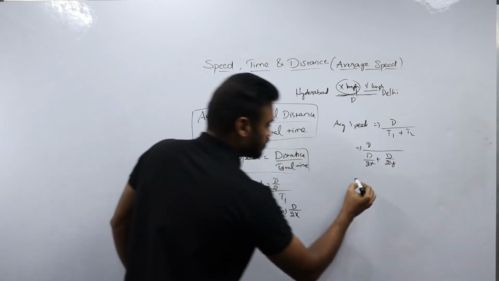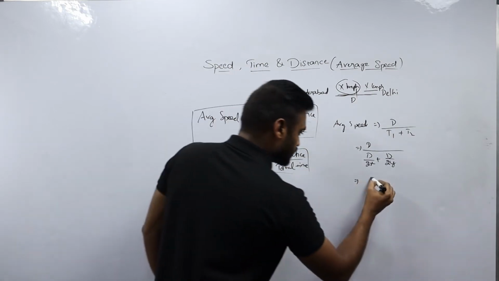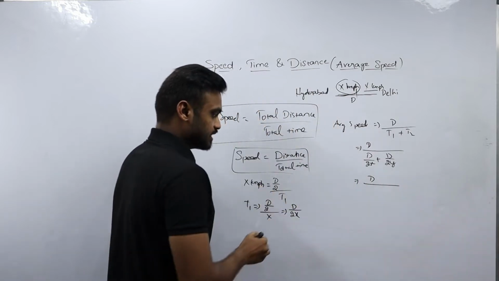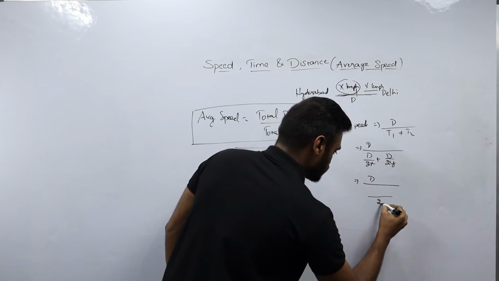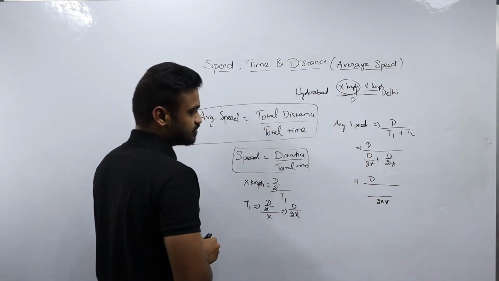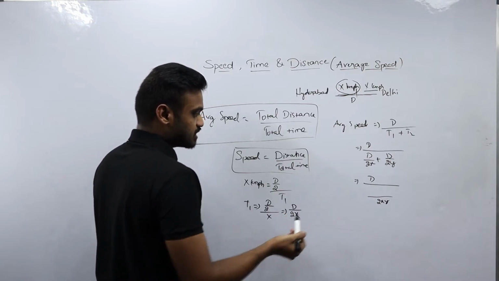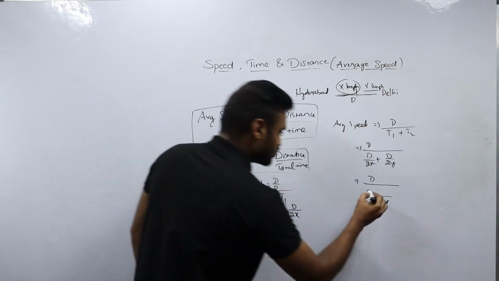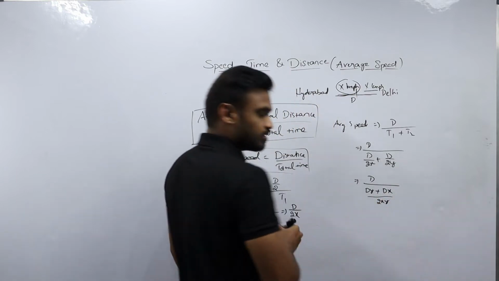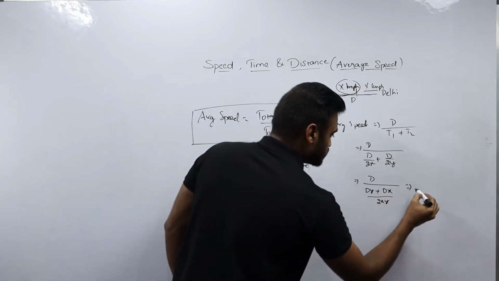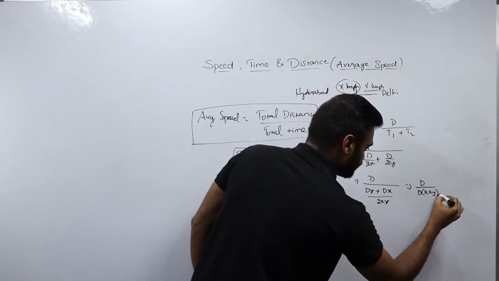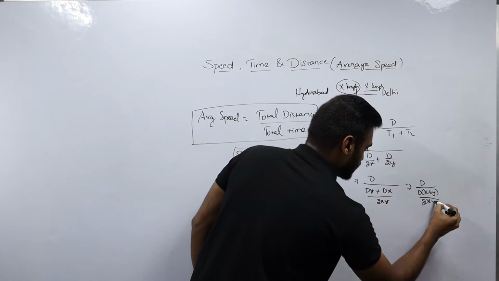So I will get, see here, d by, what is the LCM of 2x and 2y? That is, LCM will be 2xy. Okay, now d by 2x into 2xy, that is 2x and 2x will be cancelled and we will get y here. So dy plus dx. Okay, now here what we will get, that is d of x plus y by 2xy.